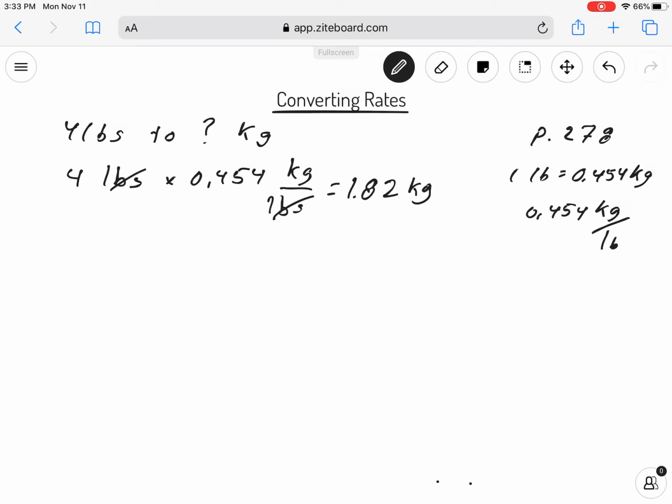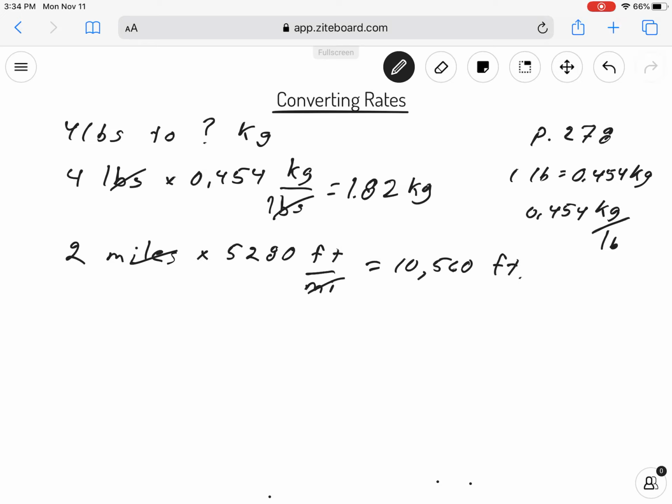Okay. You can do the same thing with miles and, say, feet. If I have 2 miles and I know that there's 5,280 feet in 1 mile, I multiply them together, the miles cancel, and I have 10,560 feet. Okay, simple enough.